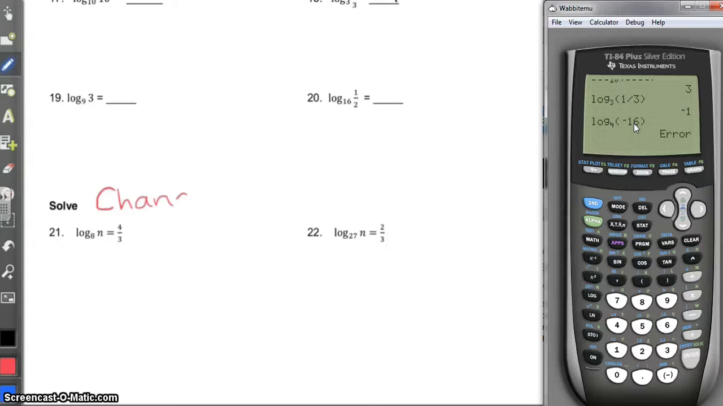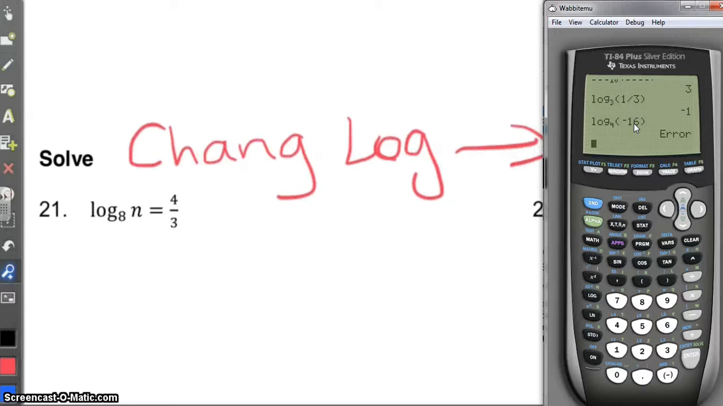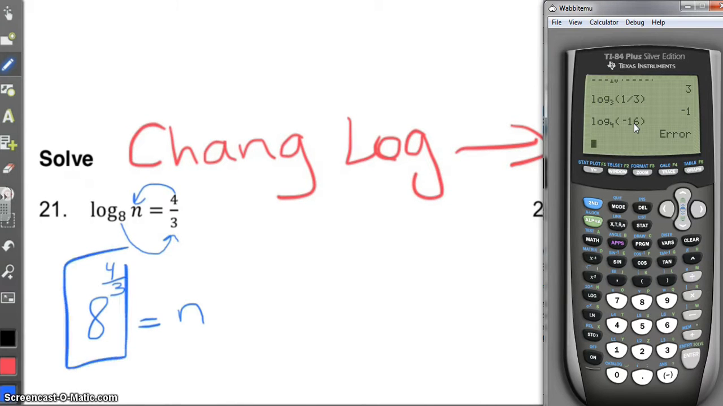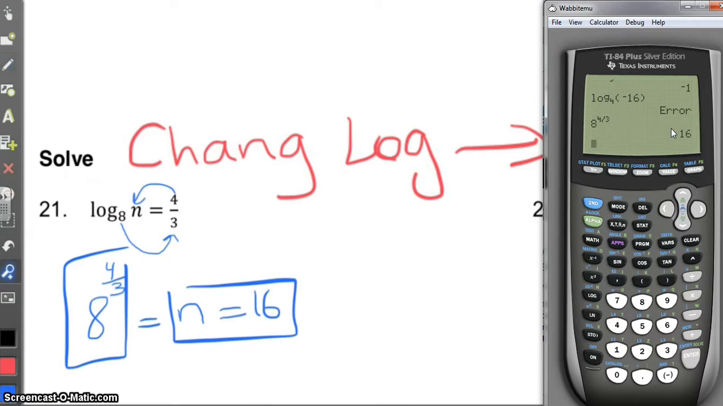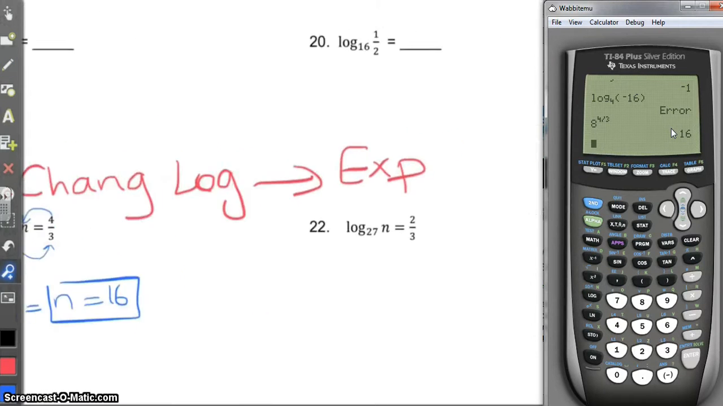To change the log to exponential, let's try to do that. Remember what we said? Let me make this bigger. So the base to the power 4/3 would give you n. So 8 to the power 4/3 would give you n. Now this is something that you can enter in the calculator. So you put 8 to the power 4/3. You press enter, and then the answer is 16. So n is 16.